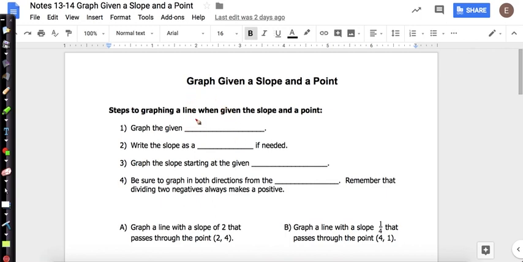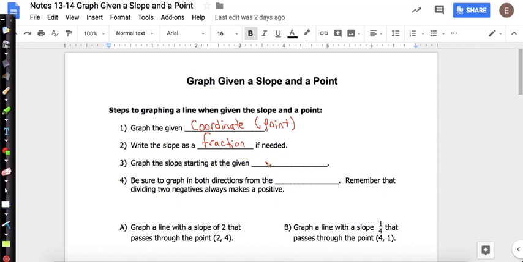Step 1, graph the given coordinate, or point. Put point in parentheses. You could see both. Now, step 2, write the slope as a fraction if needed. And that means when we're given a whole number or integer slope, we need to put a 1 underneath to turn it into a fraction because that gives us a rise and a run.